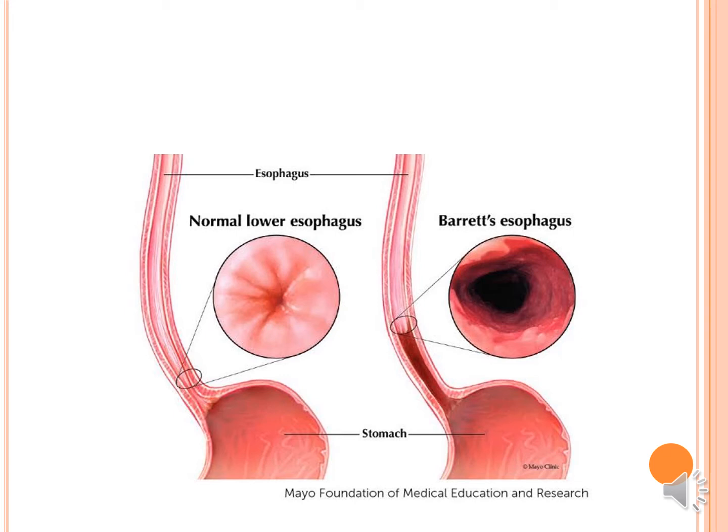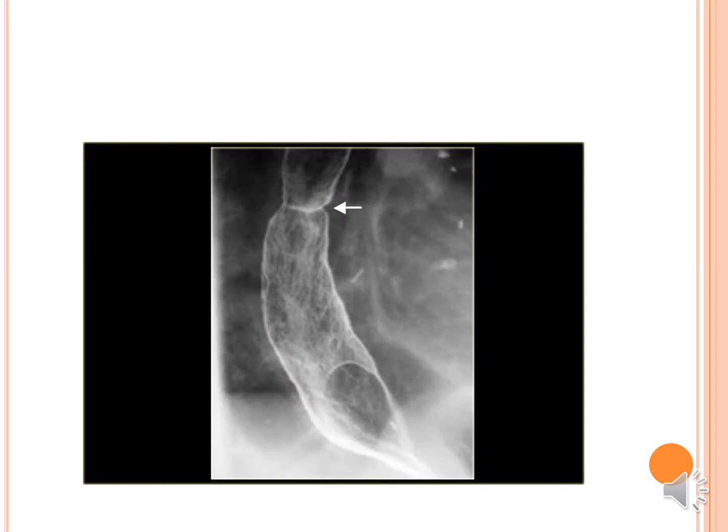See, this is seen in the lower esophageal sphincter. This is the normal lower esophageal sphincter, and this is what you see in a Barrett's esophagus. It is mostly congested and the surface is irregular here. This is what you see in a barium swallow. Can you see this condition over here? This is mainly seen in the lower esophageal sphincter.